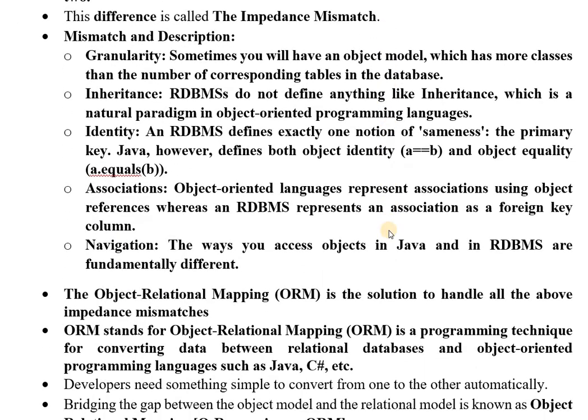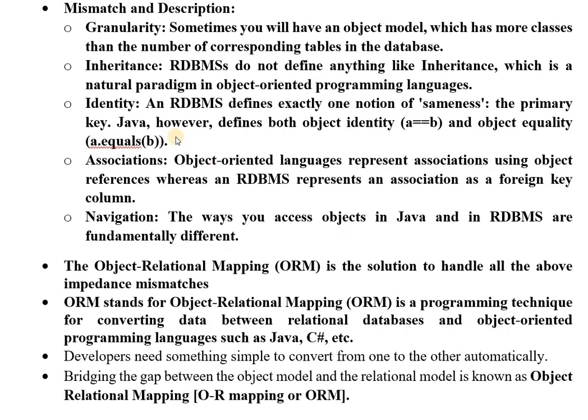Now, ये difference किस चीज़ों में होता है? ये mismatch कहाँ पर है? The very first thing is granularity. Sometimes आपके object oriented model में जितने classes होते हैं exactly उतने number of tables database में नहीं होते हैं. Next one is inheritance. RDBMS में there is nothing like inheritance polymorphism, whereas inheritance and polymorphism is something which is very basic and very natural in any object oriented programming language.